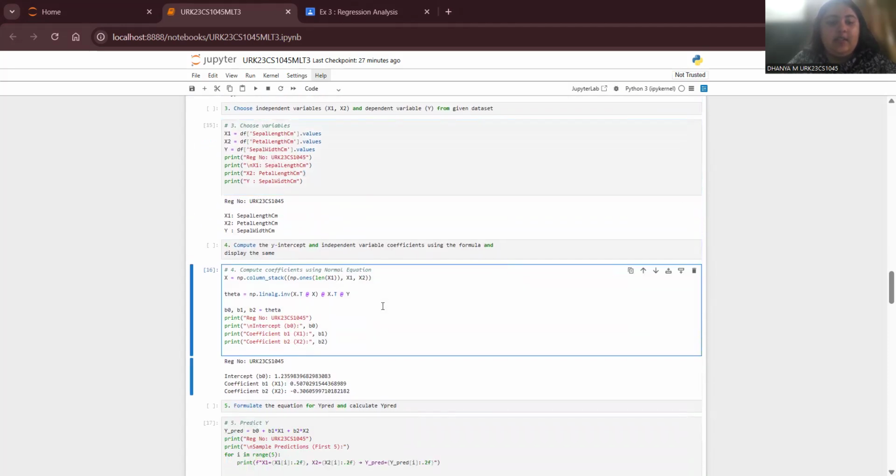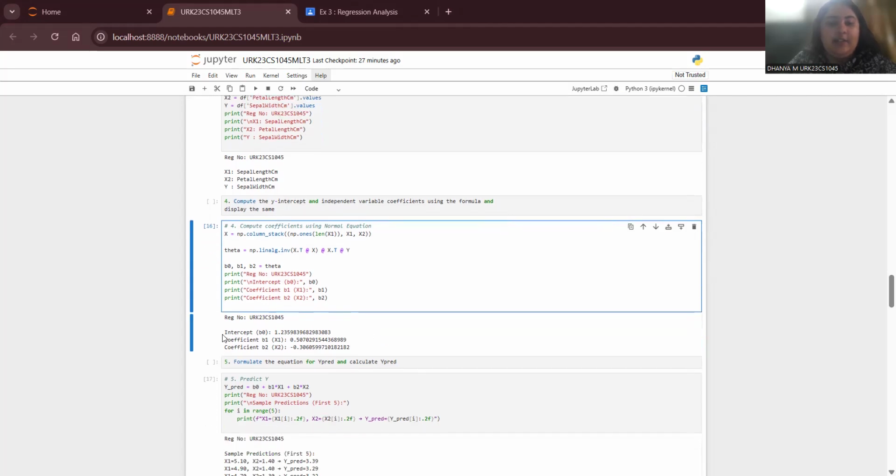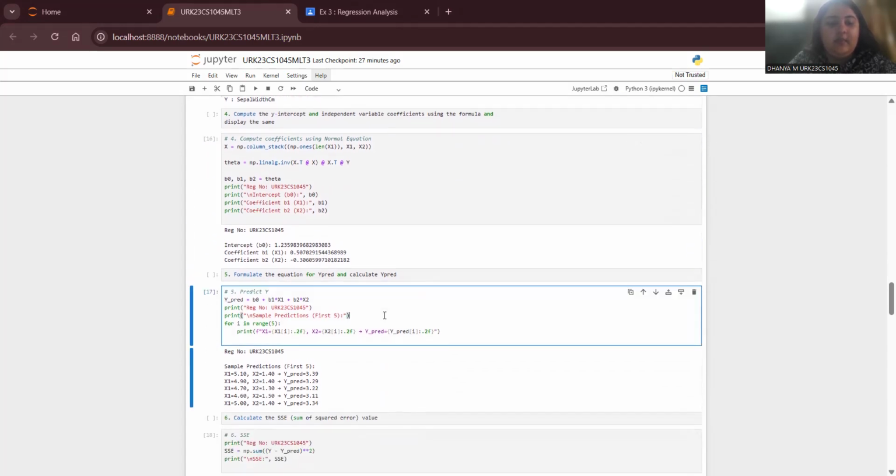And for the fourth question, I've computed the intercept and coefficients. The multiple regression equation is y equals b naught plus b1 x1 plus b2 x2. B naught is the intercept, b1 is the coefficient of sepal length cm, and b2 is the coefficient of petal length cm. These coefficients determine the contribution of each variable to the prediction. I've calculated the intercept, coefficient b1 and coefficient b2 in the output.